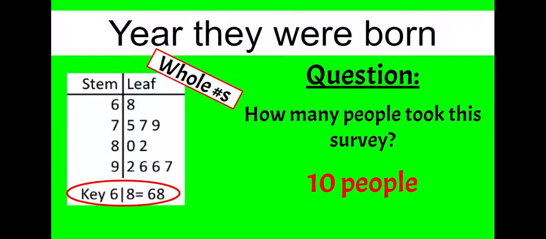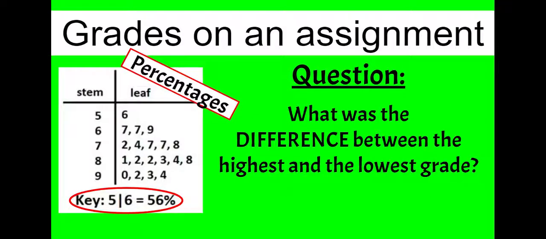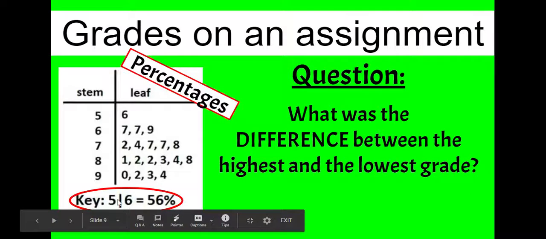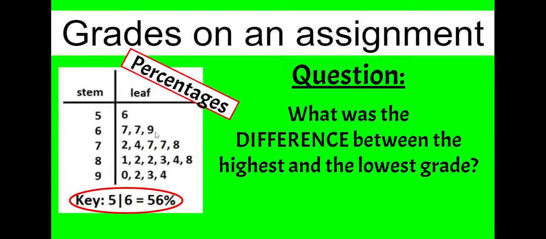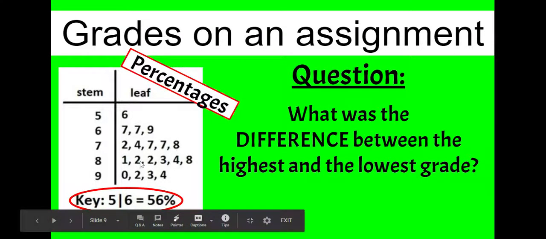Remember, guys, if you need more time to answer the question, you can pause the video between the question and answer. So this stem and leaf plot is percentages, and it's going to be focusing on grades on an assignment. So again, looking at the key is the first thing you need to do. So you need to understand that you're going to be reading it as a percentage, 56%, 56%, 67%, 67%, 69%. So each one of those numbers, 67, 78, 82, that is somebody's grade.